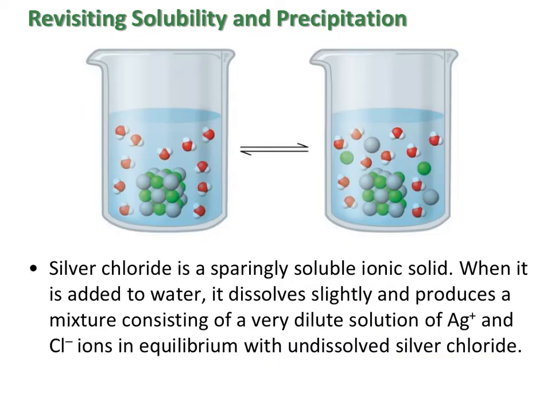So here's just a visual of that same reaction of silver chloride, AgCl. It's a sparingly soluble ionic solid, so when we add it to water, it dissolves very slightly. So here you can see that it's first added to water, and then you can see some of the ions that have come off, right, and dissociated. And it's in equilibrium, right? So it's reversible, it can go back and forth.